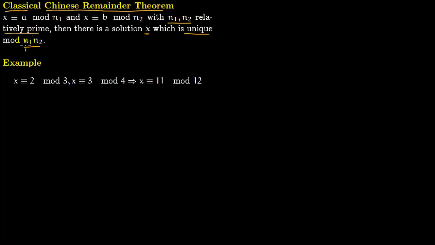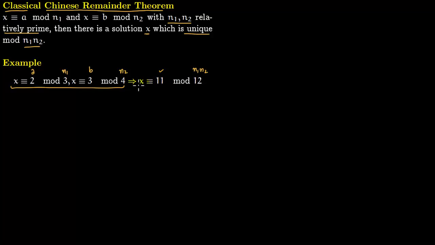We can understand this with an example. Say x is equal to 2 modulo 3. So a is 2 and n1 is 3, and also given to us is x is equal to 3 modulo 4. So b is 3 and n2 is 4. You can see 3 and 4 are relatively prime. Then we can solve the system of equations, and the solution is 11 modulo 12, which is n1 times n2, and this 11 as a solution is unique.